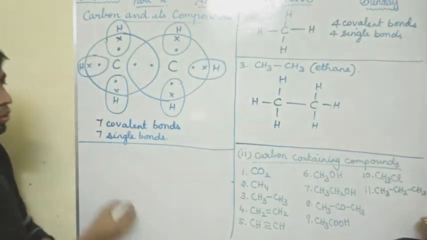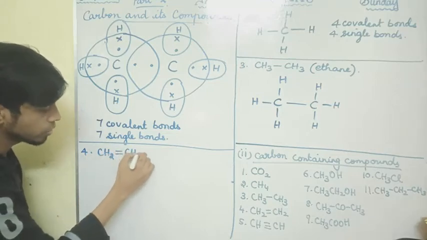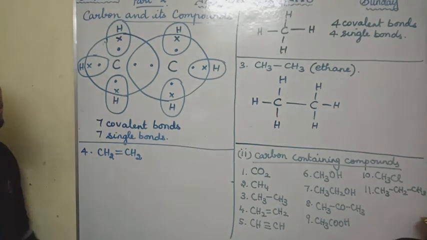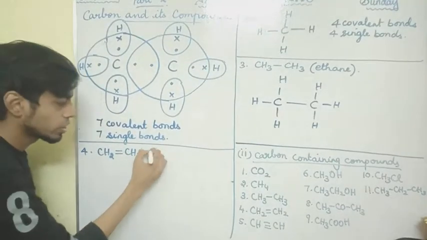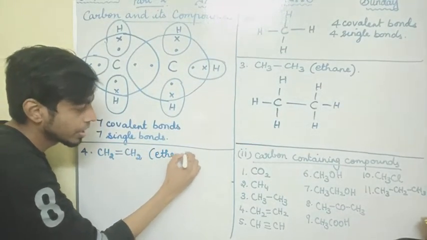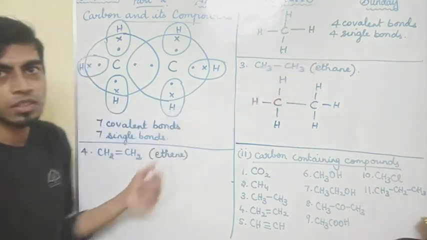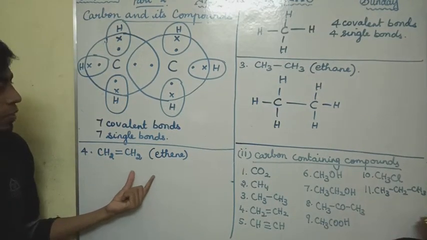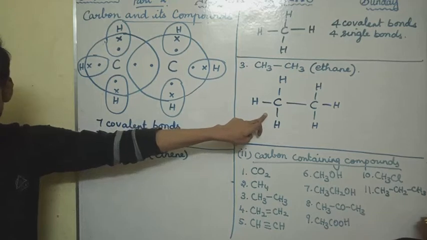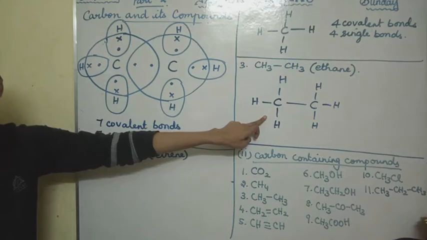Fourth one, CH2 double bond CH2. So what is CH2 double bond CH2? CH2 double bond CH2 is ethene. CH3 single bond CH3, the name is ethane. So CH2 double bond CH2, the name is ethene. So I told you first what you should do. You should draw the structure like this. If you draw the structure like this, it will be easy to draw the electron dot structure.